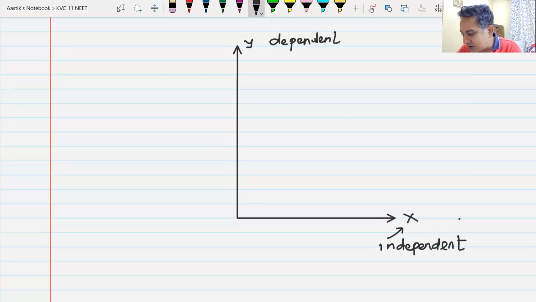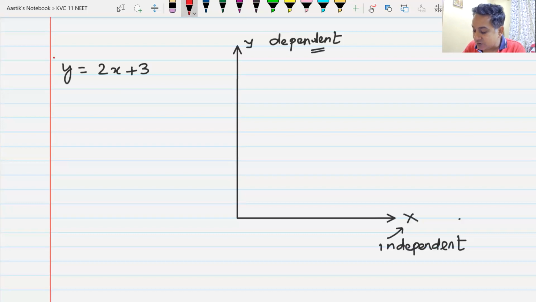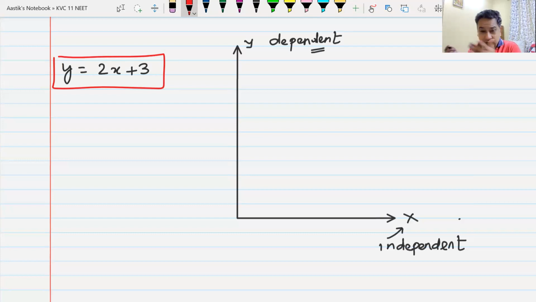For example, to understand what is this independent variable and what is this dependent variable, if I give you y is equal to 2x plus 3, you must have seen this equation. This is the equation of a straight line. If I tell you to draw the graph, what will you do? You will put the value of x as 0, 1, 2, 3, 4, find the value of y and draw the graph. Yes or no? So you can give any values of x and you can find the value of y. So x becomes your independent variable and y becomes your dependent variable. Got this?